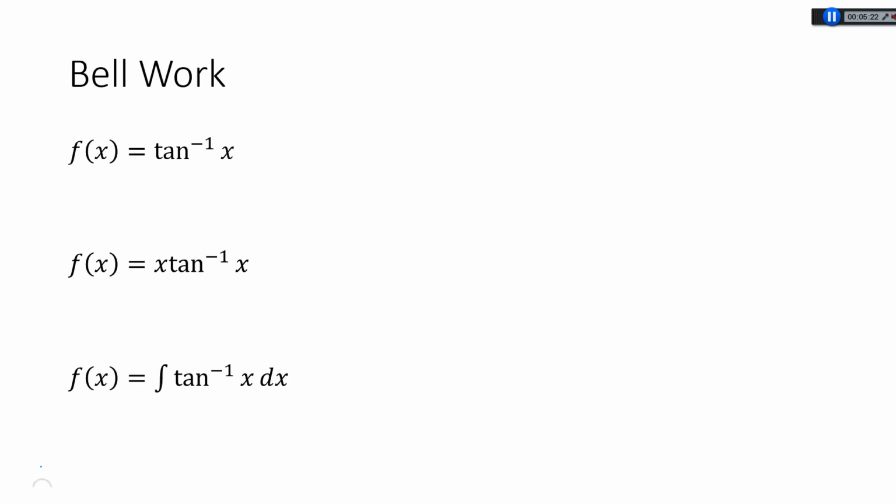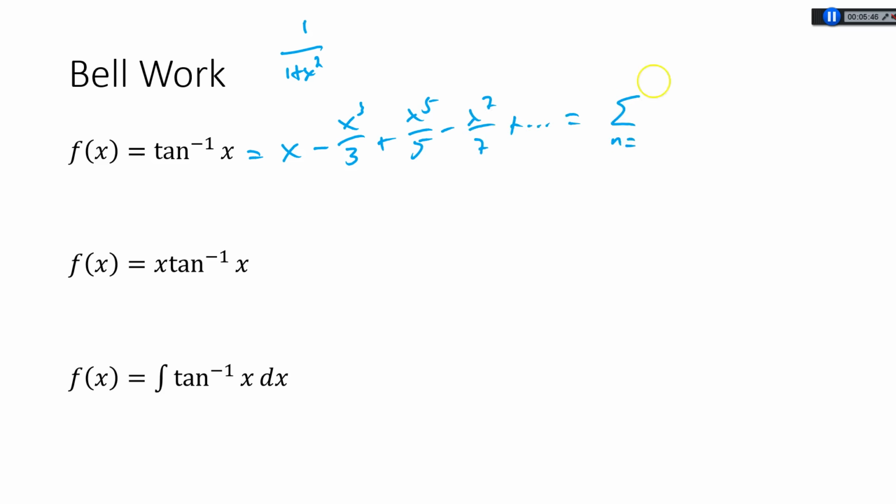All right, tangent inverse. So tangent inverse, remember, that's related to 1 over 1 plus x squared. So you might just remember this one. It looks a lot like sine, but just without factorial. So it's x minus x cubed over 3 plus x to the 5th over 5 minus x to the 7th over 7, and that will keep going. And that's just the sum from n equals, let's start it at 0, to infinity. It'll just be negative 1 to the n because it alternates, and then x to the 2n plus 1 to get all those odds, divided by 2n plus 1.